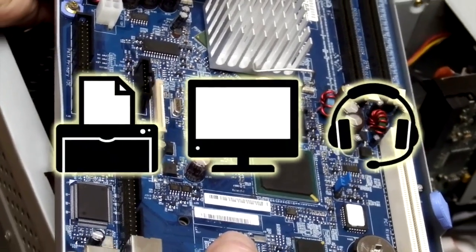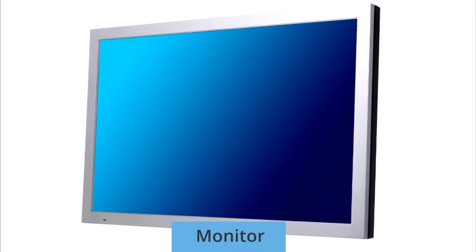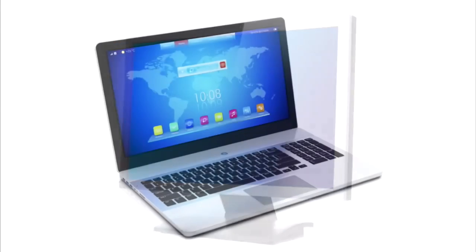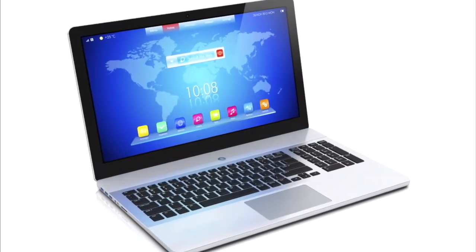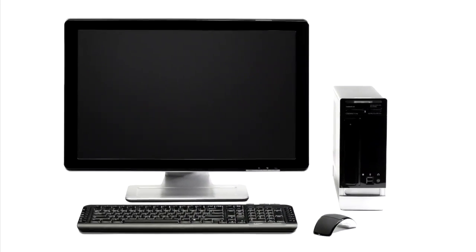The most common type of output device is the monitor. Information is usually displayed on a monitor screen as it's being processed by the computer. Laptop and mobile devices use an integrated screen, while most desktop systems use an external monitor connected to a video port.